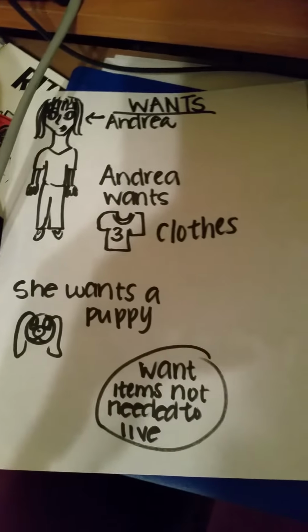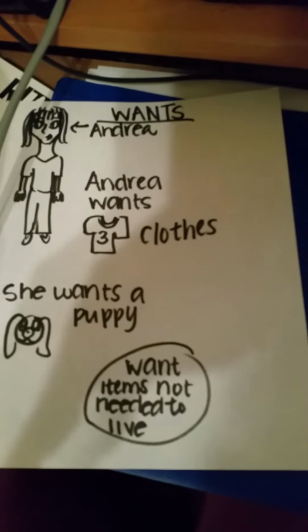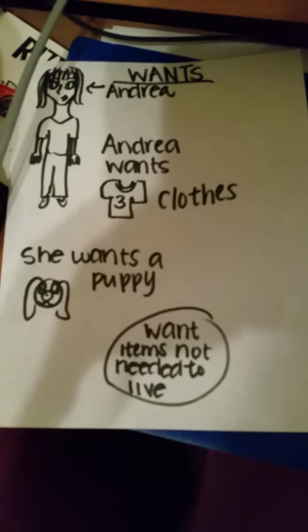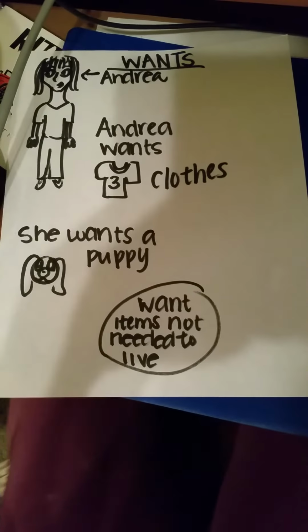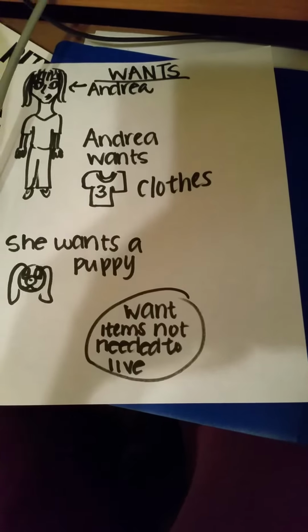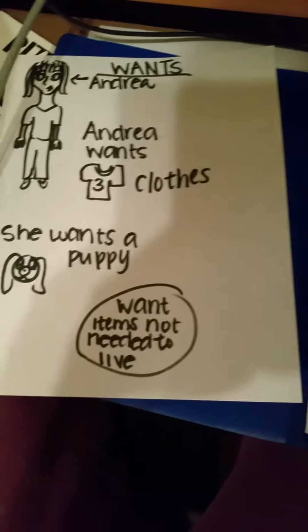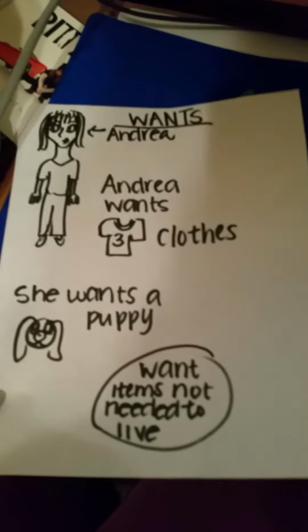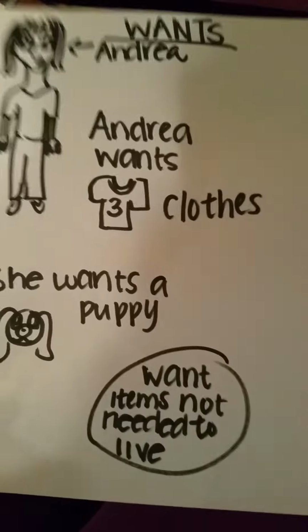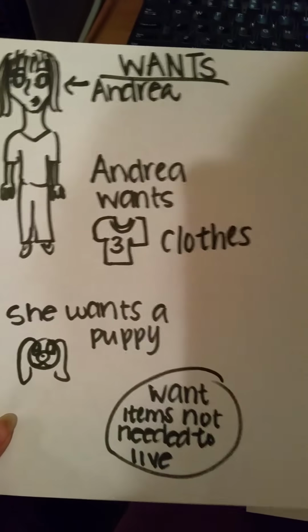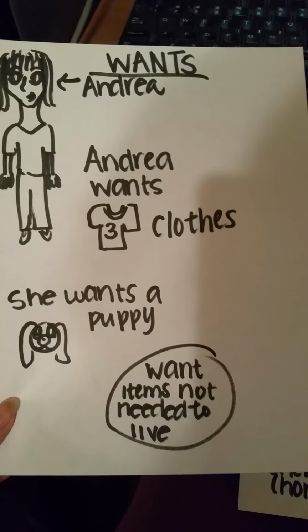Now a want. A want, this is Andrea. Andrea wants clothes. She wants a puppy. Wants are items that are not needed to live. They're items that we like. And from this example, you can make a storybook similar to what a want and a need is.